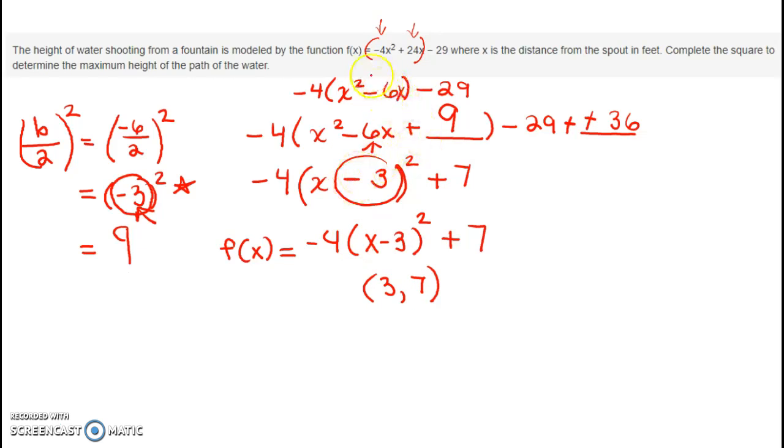So one more time through the process: factor out from the first two terms, find what number you need to complete the square by doing b over 2 squared, factor that into a perfect square, and then remember when you add in that 9, check to see what's on the outside of it so that you can add or subtract it from the end, and then from there you're just simplifying until you have your final answer.